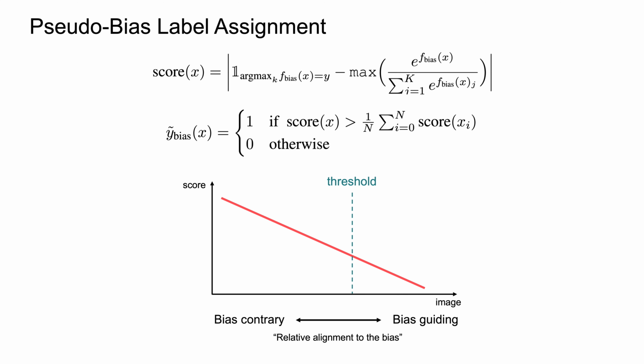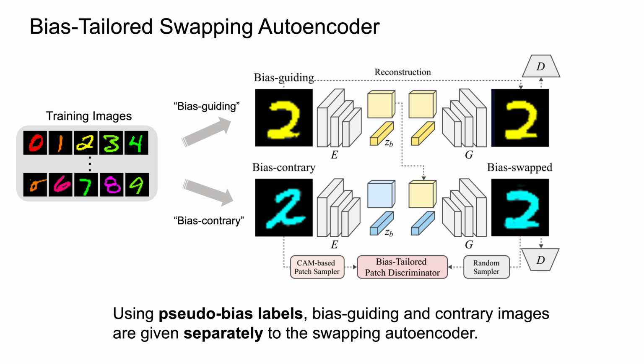Based on such assumption, we define a bias score which measures how aligned the image is toward the bias. Then, we can assign each image the bias-guiding or bias-contrary label according to an empirically determined threshold. Next, we train our bias-tailored swapping augmentation network.